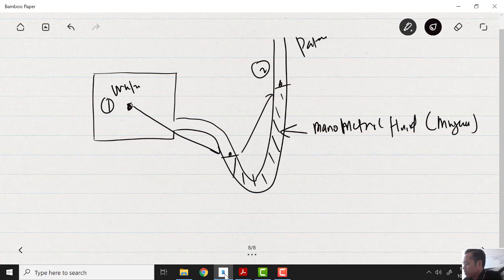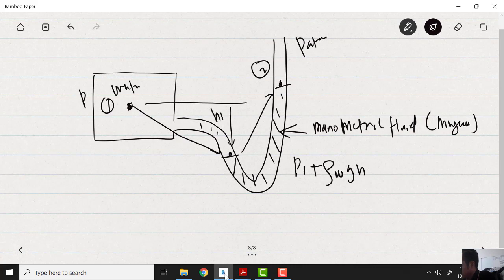So P1, since I go down, plus rho of water, since inside here is water, GH. For example, here is H1, and from here to here is H2. So H1, and then we go up, minus rho mercury GH2 equals PATM.